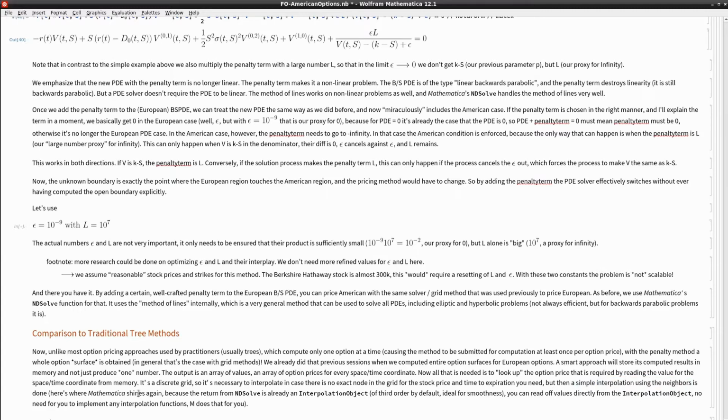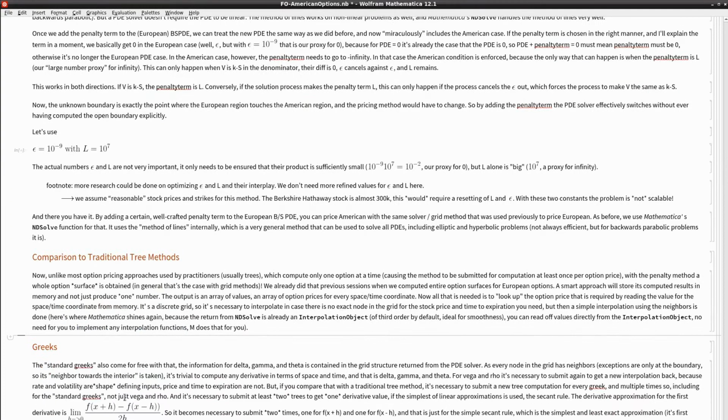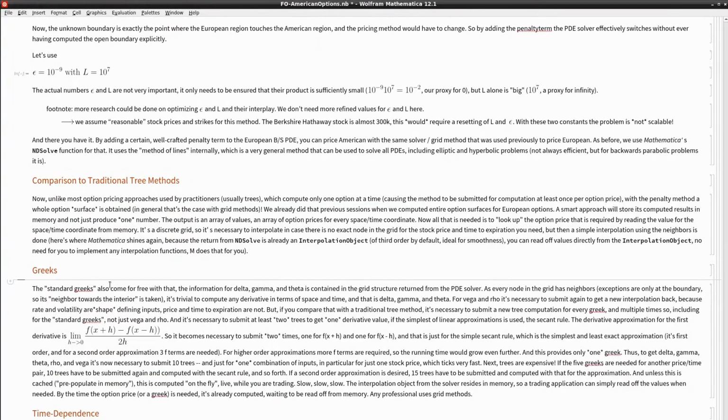And this is where Mathematica shines again, because the return of NDSolve is already an interpolation object, and it is third order by default, which is also ideal for smoothness. The default is third order, which is exactly what we want. You basically get cubic splines, and I don't have time to talk about all the advantages of cubic splines, but if you can get third order or cubic splines here, that is absolutely ideal. So here you can read off the values directly from the interpolation object. No need for you to implement any interpolation function. Mathematica has that already.